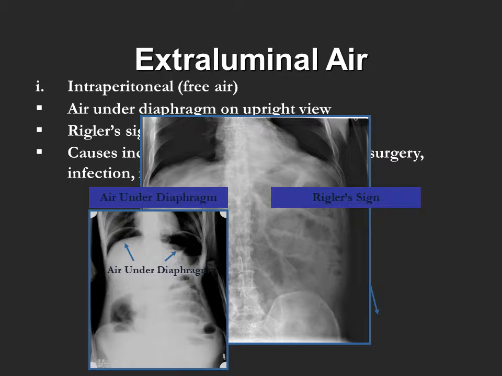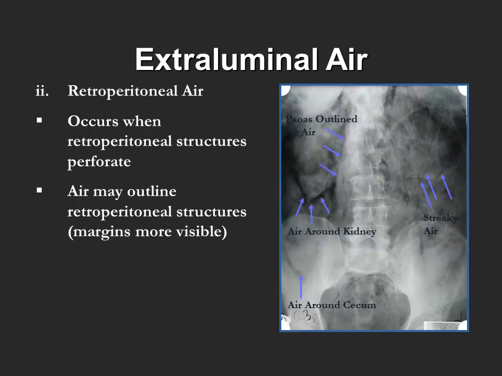In Wriggler's sign, gas can be seen on both sides of the bowel wall. The sign is most easily seen on a supine view of the abdomen. The radiograph on the right demonstrates Wriggler's sign as indicated by the arrow.